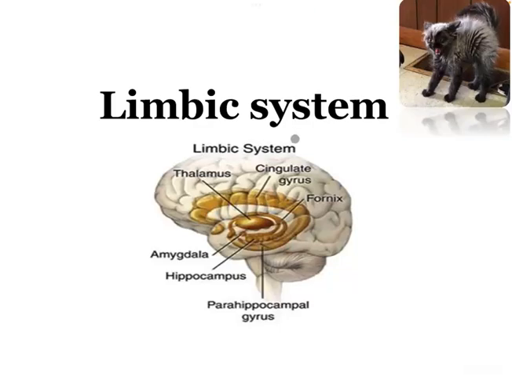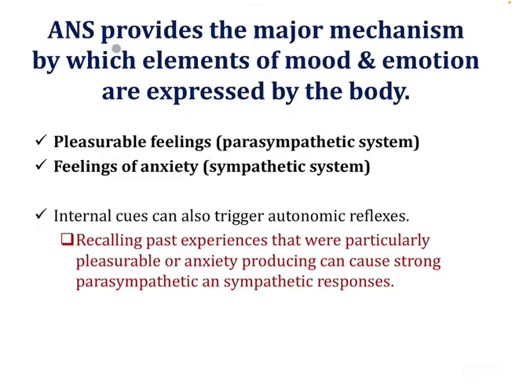Limbic system, the system that is responsible for mood and emotion. Autonomic nervous system provides the major mechanism by which elements of mood and emotion are expressed by the body. Pleasurable feelings are associated with the activity in parasympathetic system, while feelings of anxiety are associated with activity in sympathetic system. Internal cues can also trigger autonomic reflexes, recalling past experiences that were particularly pleasurable or anxiety producing can cause strong parasympathetic and sympathetic responses.